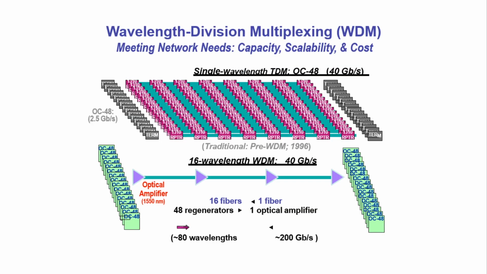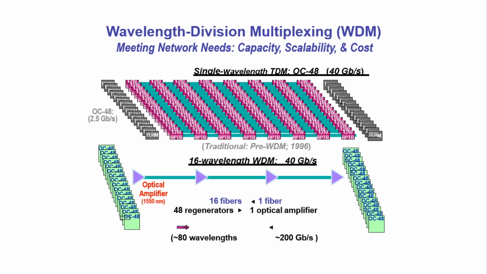Now here there is wavelength division multiplexing, WDM, and this shows the architectures of meeting network needs such as capacity, scalability and cost. Single wavelength TDM, 40 Gb per second. After that, 16 wavelength WDM, 40 Gb per second. These are called frames, which are used to send the data.